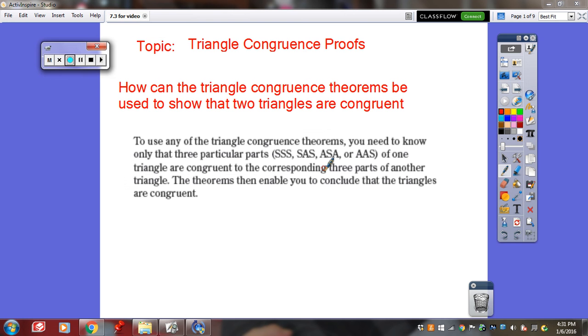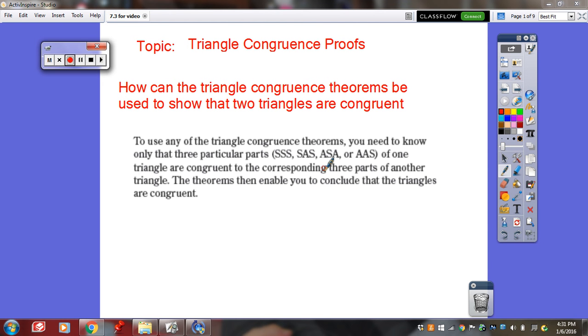Okay, so this lesson is on triangle congruence proofs. We're going to use the triangle congruence theorems that we talked about in class today and that you read about last night to show that two triangles are congruent. Now, if you remember, we talked about 4 different triangle congruence theorems.